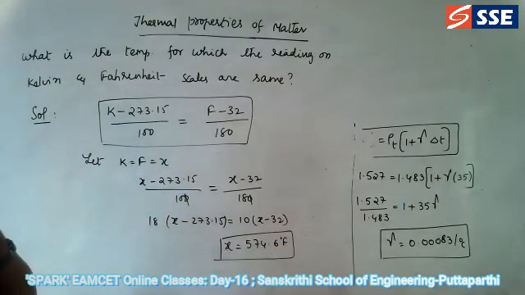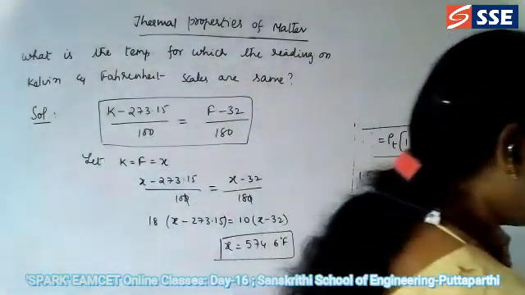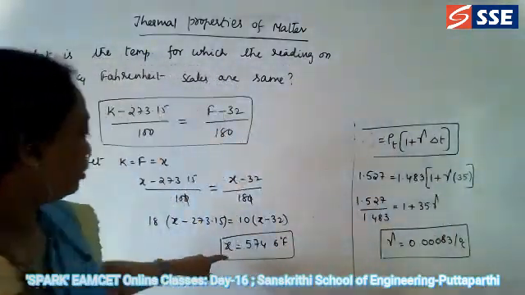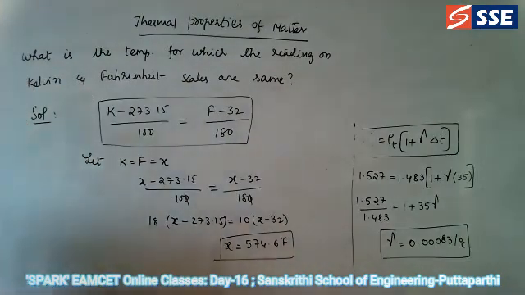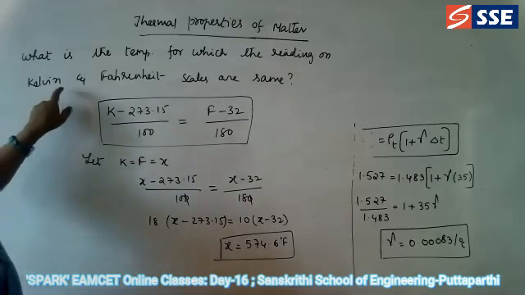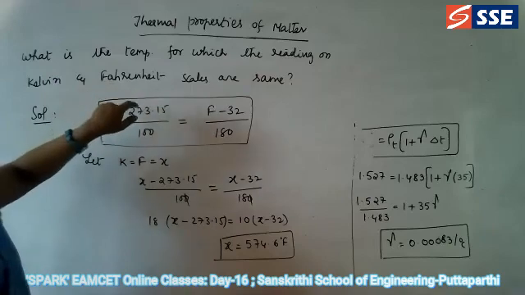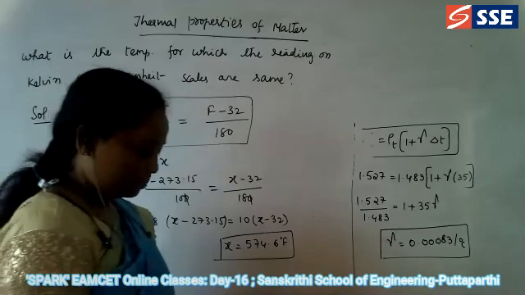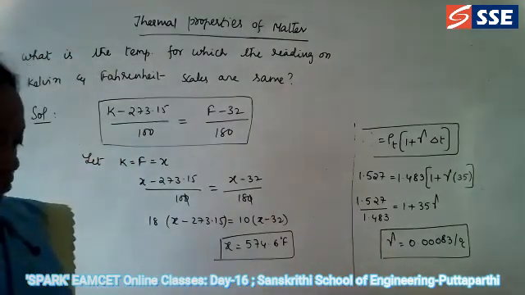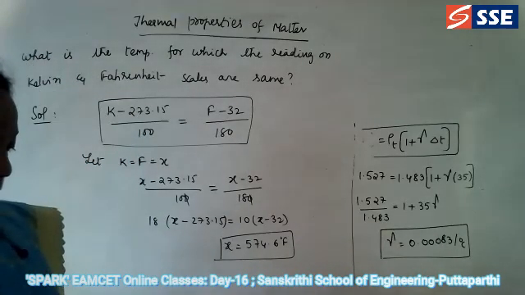Very good. Somebody is answering. Okay. So X is equal to 574.6 is the answer when we have to calculate the temperature for Kelvin and Fahrenheit. Okay. And next problem. Okay, tomorrow we'll discuss. Tomorrow we'll discuss some more problems. Today we'll take 10 minutes.